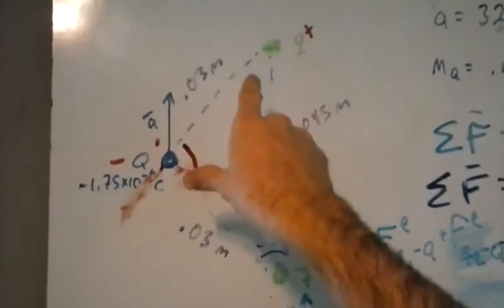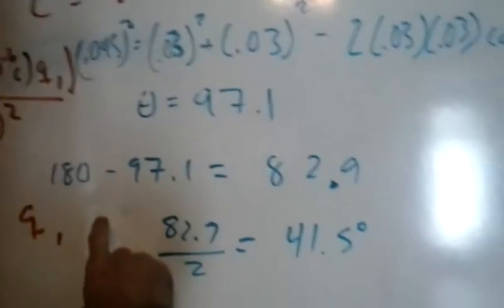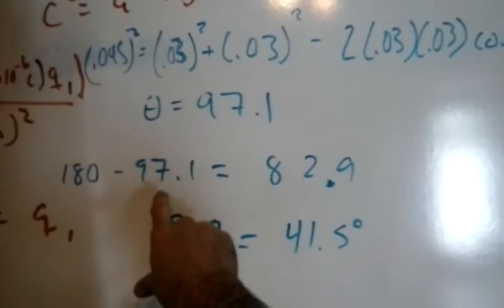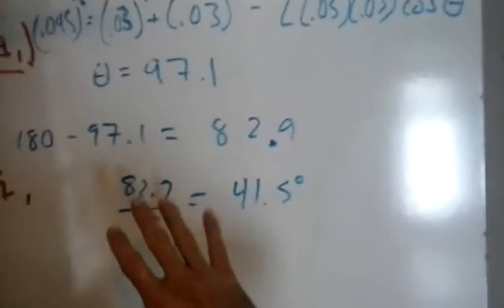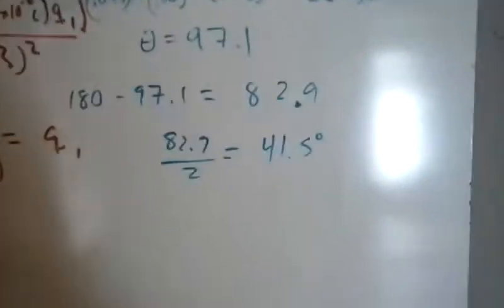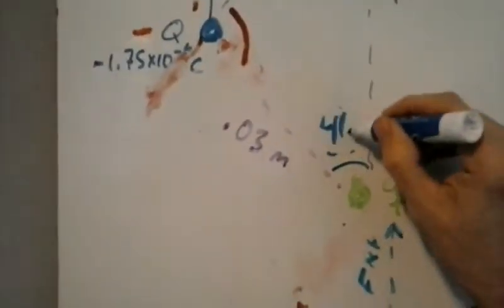Since we know that these two sides are the same, we know the angles opposite have to be the same. So since we know 180 degrees total in any triangle, if I subtract the angle I found, I know the two angles have to add up to the remaining 82.9. So I divide that by 2, I get about 41.5. And so we can put that in here. These are 41.5, 41.5, 97.1. Let's just make that 97 so it actually adds up.